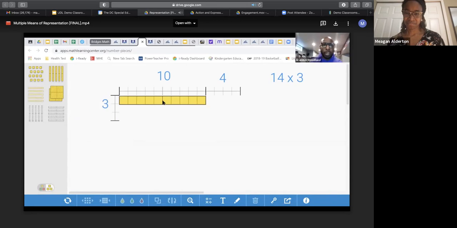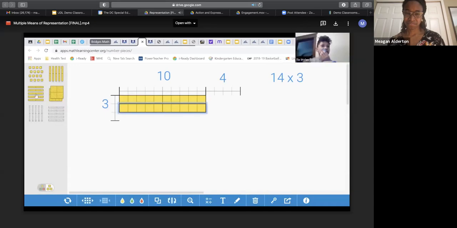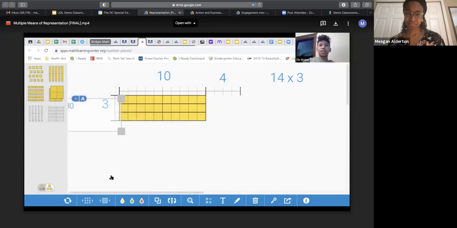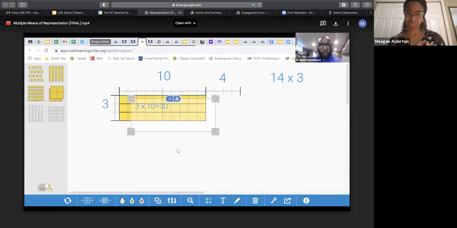Look, you put it, it fits right in. Look. 1, 2, 3 strips. And that was represented by 3 times 10, which equals 30. You can put that inside the. Yep, I can put it right here.